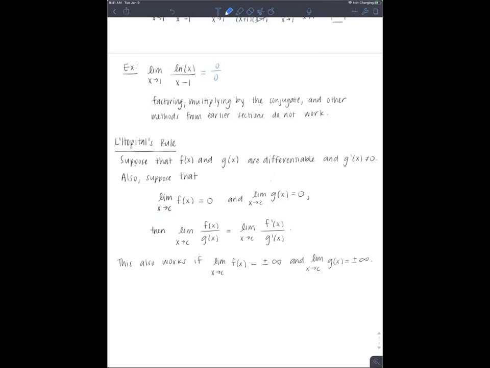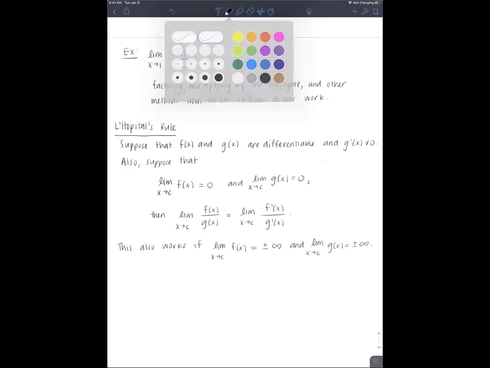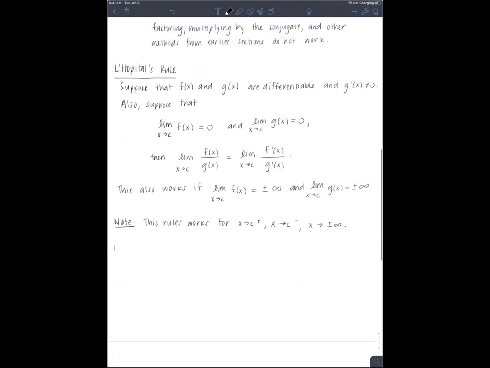Oh, you know what? There's another note I want to make about this. So note, this rule works for x approaching c from either the positive side or the negative side, and if x is approaching either positive or negative infinity. So this works regardless of what you're approaching. It's not just that it has to be a real number, it can be infinity and it can be approaching from one side.